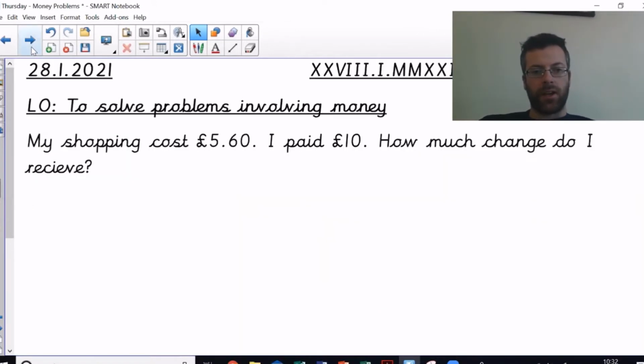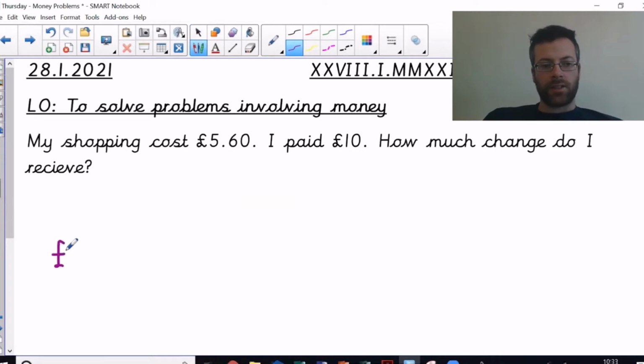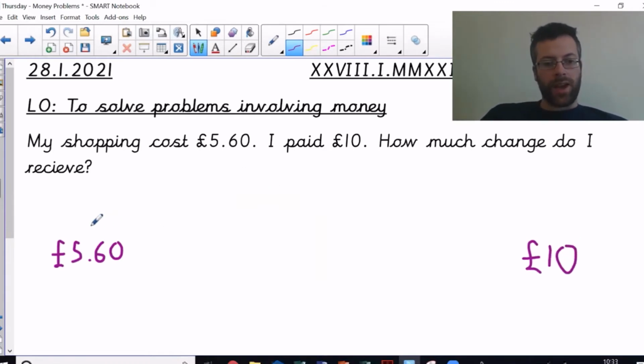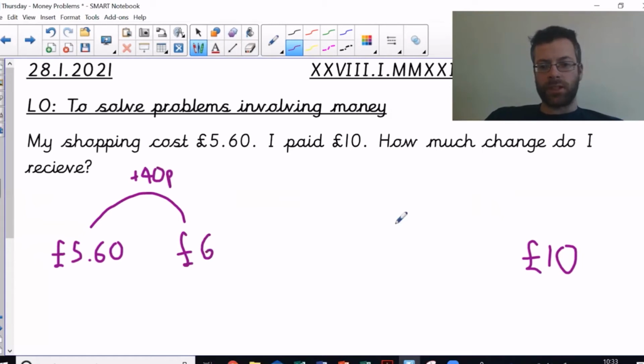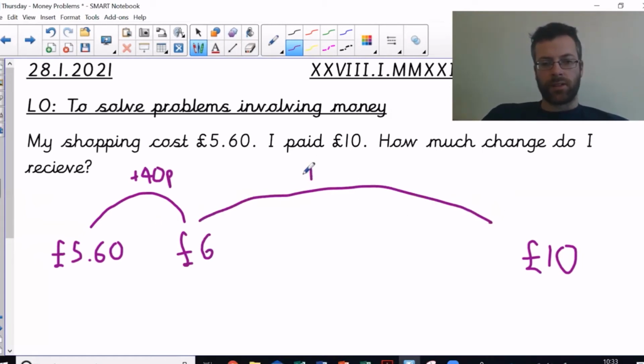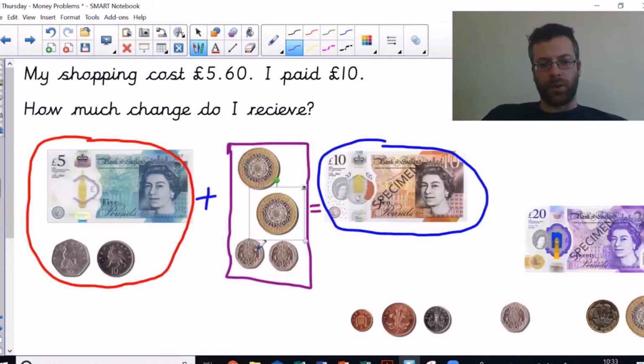Okay, let me just do that without using the coins. So the way that I would do this is, if I'm finding change, I'm finding the difference between £5.60 and £10. Okay, and I'm going to count on to get there. So I'm going to add something to get me to a nice number. Well, if I add 40p, that's going to get me to £6. Oh, wrong button. Sorry. Good mathematicians make mistakes. If I add 40p, that's going to get me to £6. And then how do I get from £6 to £10? Well, I add £4. So the change that I receive is £4.40, which is what it was here, £4.40.